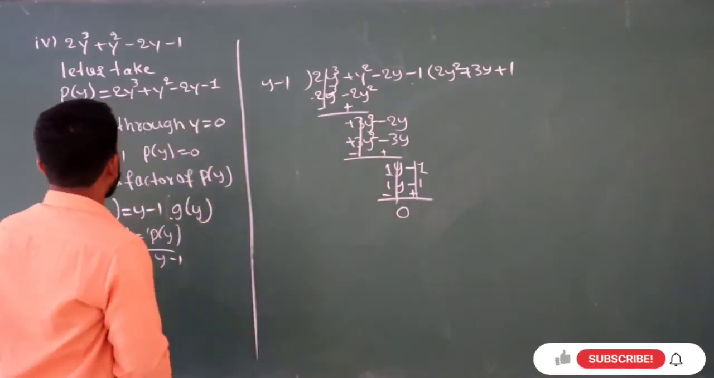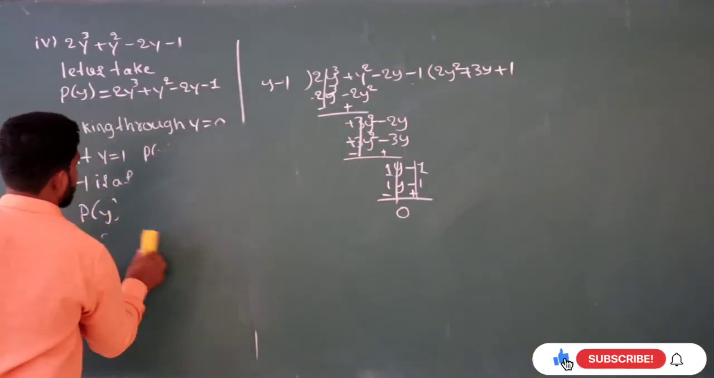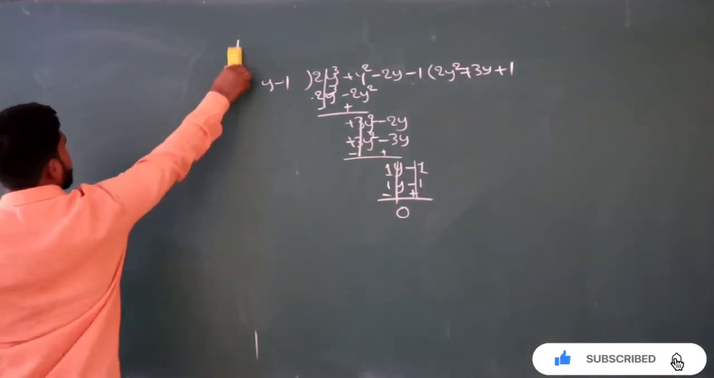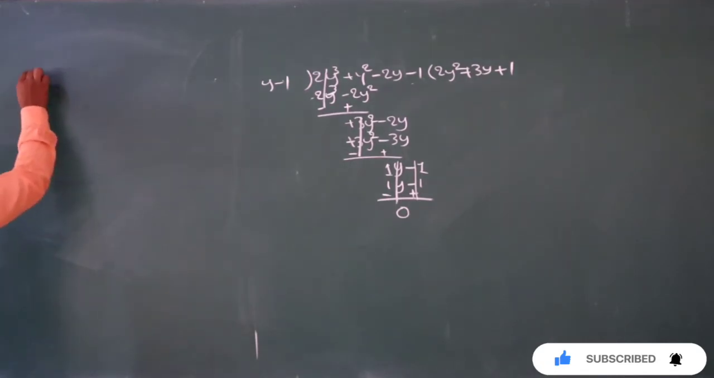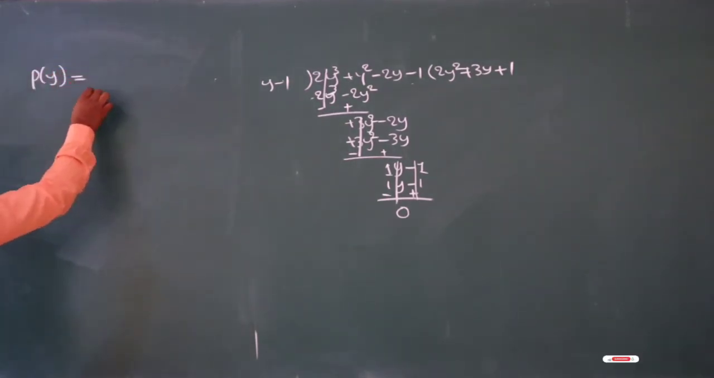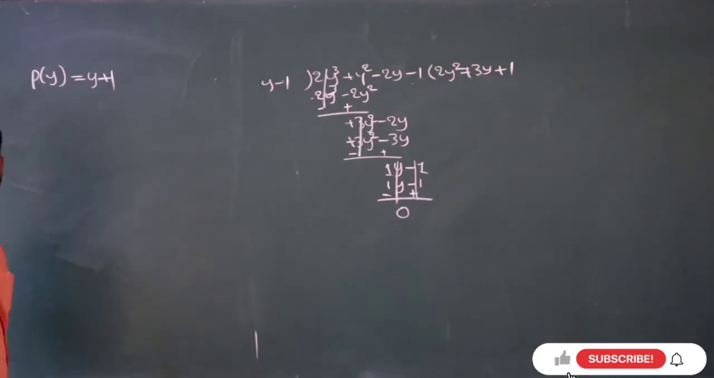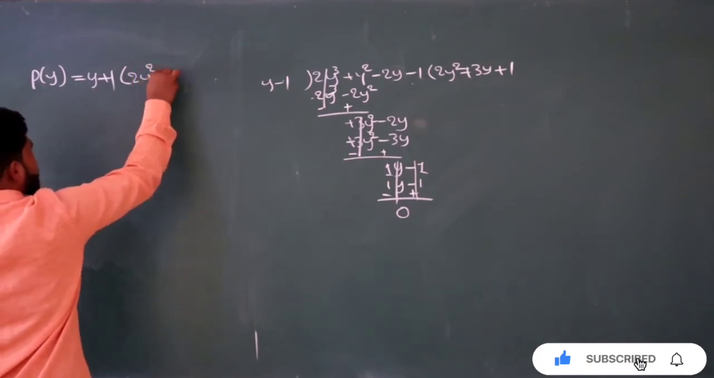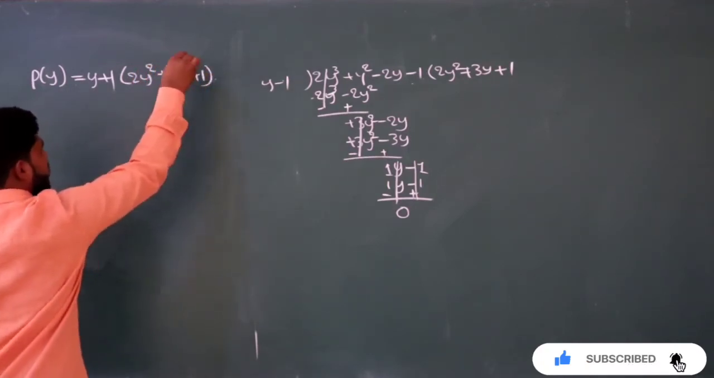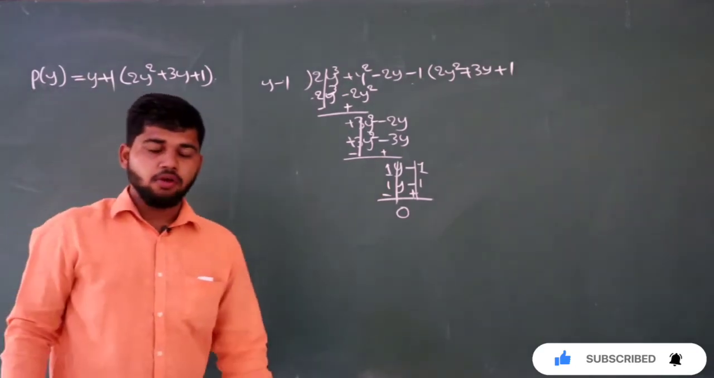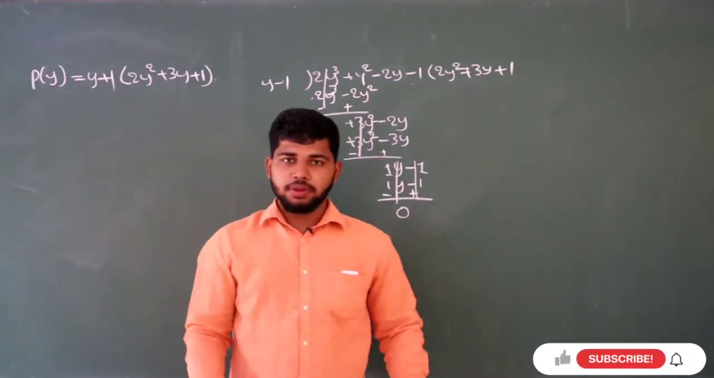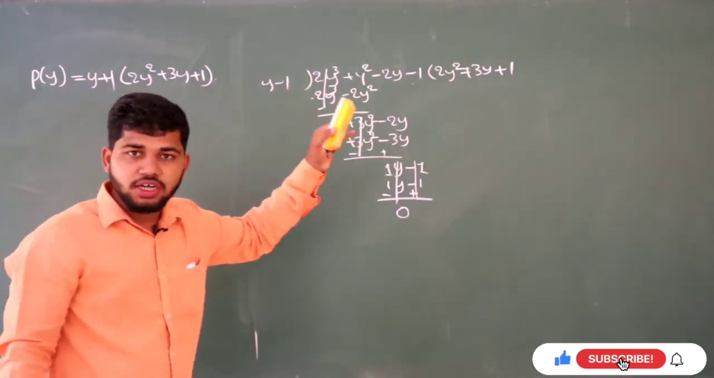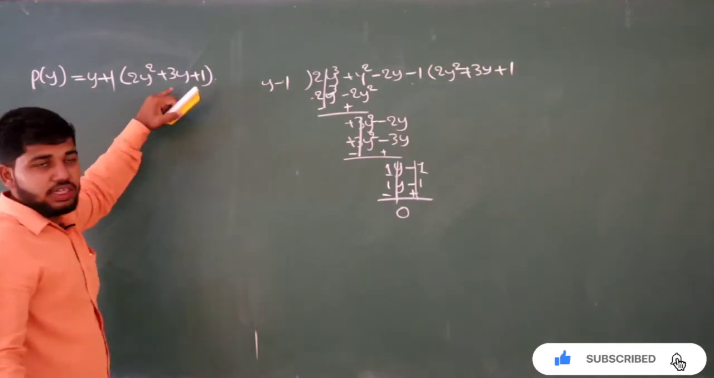Now look at the problem here. p of y is equal to y plus 1, and the quotient we got here is 2y square plus 3y plus 1. This is the quotient we got here. Now by using the splitting the middle number method, we have to find the factors of the 2y square plus 3y plus 1. First you have to find the quotient factors of the 2y square plus 3y plus 1.